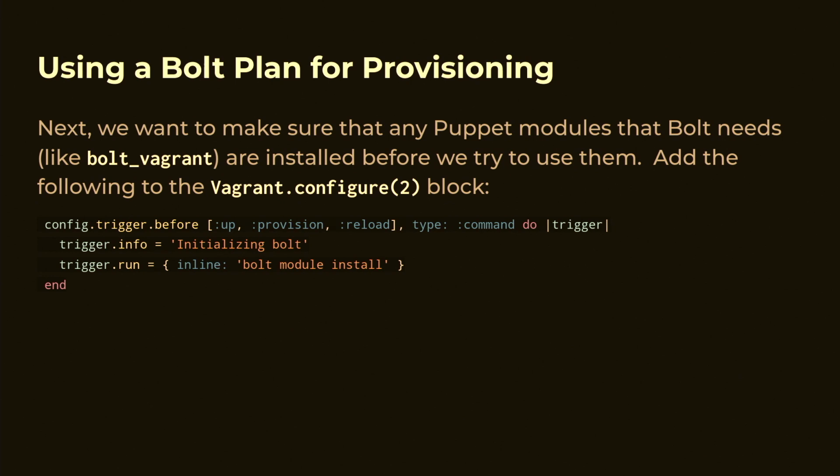So we want to do a bolt module install because if you grab this whole thing and we've added plugins like that Bolt Vagrant plugin, we need those modules downloaded and ready, right? So bolt module install with all of the other configuration available will go fetch all those modules for you. So we need that to happen before we do anything else with Bolt.